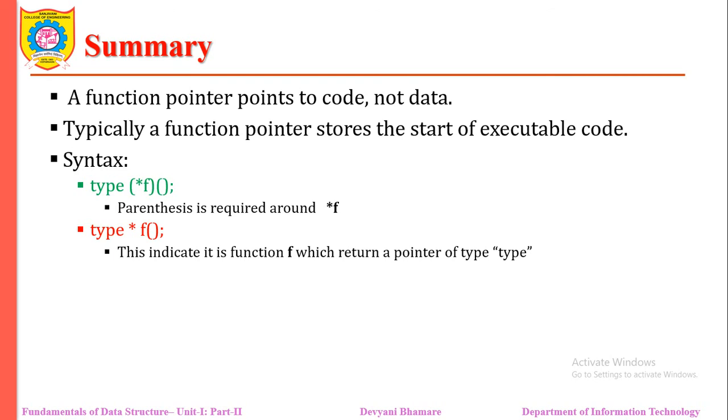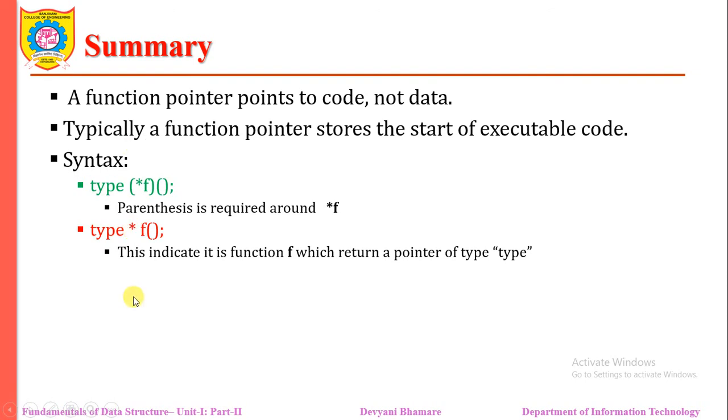Typically, a function pointer stores the starting address of our executable code. If we want to make a function pointer, then we need to take care that the parentheses are enclosed around the function pointer name. Otherwise, it will be considered as a function returning a pointer.